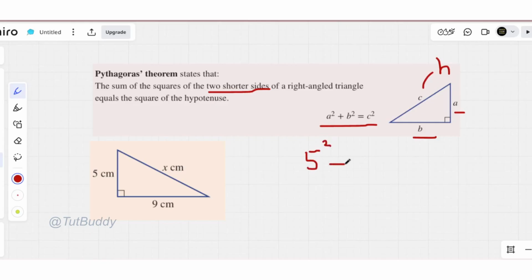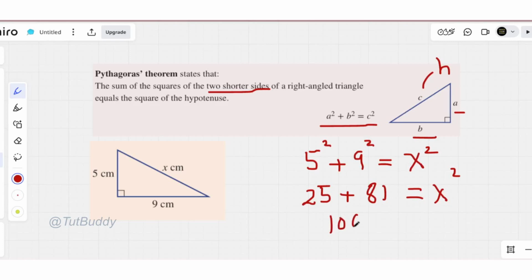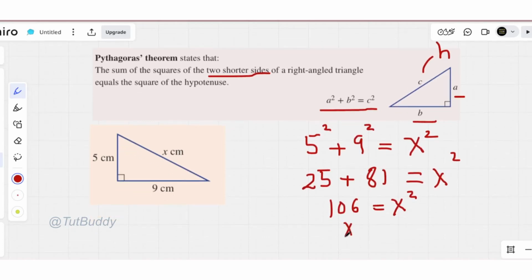We're given the two shorter sides as 5 and 9. So, using the formula, 5 squared plus 9 squared equals x squared. That gives us 25 plus 81, which is 106. So x squared equals 106. Taking the square root of 106, we get x is approximately 10.3.